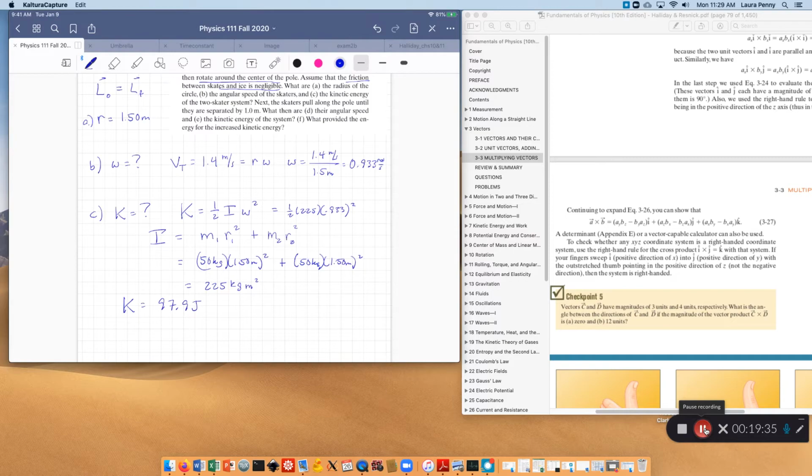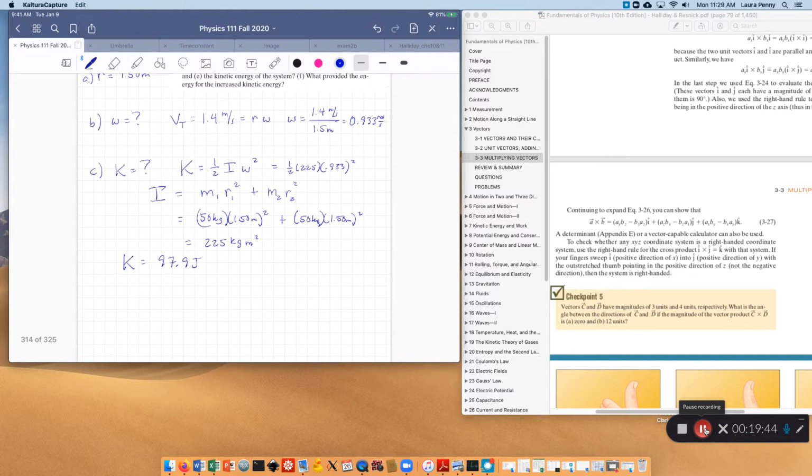All right, now it says the skaters pull along the pole until they are separated by only 1 meter. Whoa, so they're being tricky here. So they're going to pull along. So now their new R is only half a meter away. Their old R was 1.5 meters, but now they're only this.